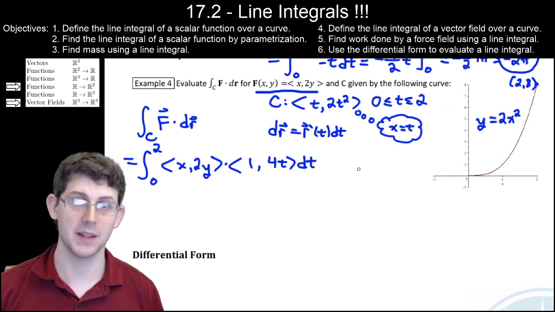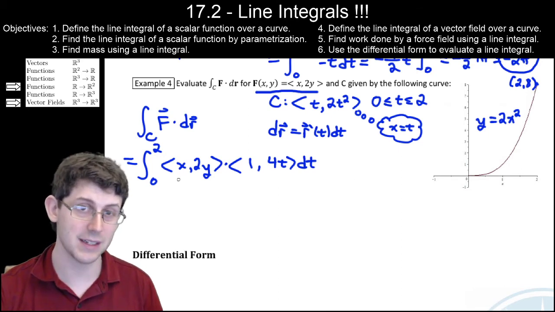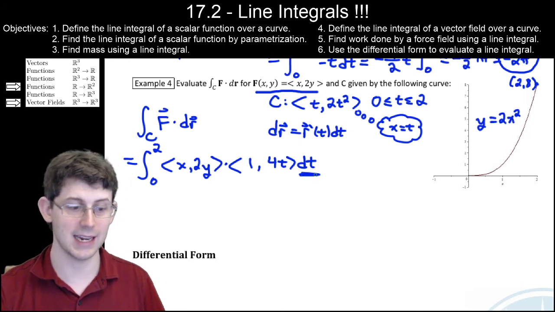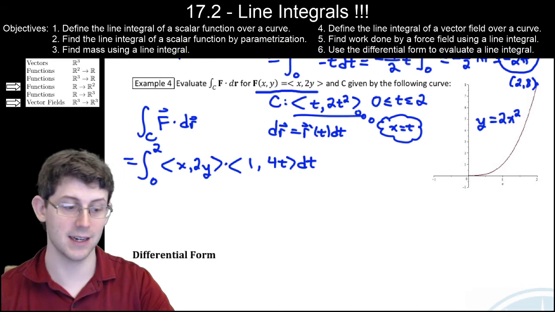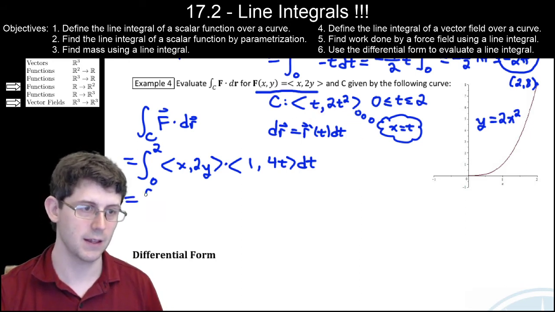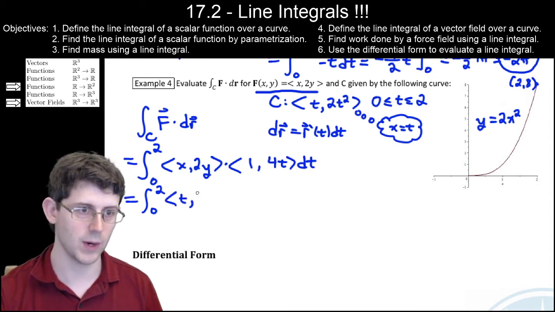what do I do? And the answer is, what is x? Did you actually say that x equals something anywhere? Like, did you say that y equals something anywhere? You're aiming at getting everything in terms of t. And the answer is yes. That's what a parameterization does. It tells you what x and y equal. So x equals t, and y equals 2t squared. So I have 2 times 2t squared.